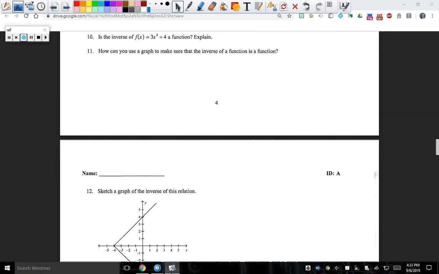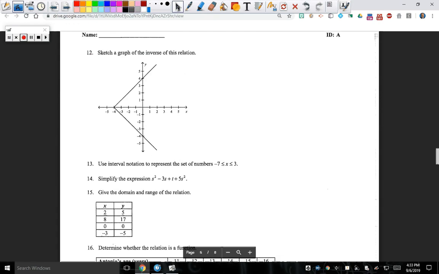Okay, let's go to number 12. It says, sketch the graph of the inverse in this relation. Okay, so I'm going to pick some points. This one right here is negative 4, 0. So the inverse is going to be 0, negative 4. All I did was flip the x and the y's. Let's pick a point on the original graph. Another one. Let's say we picked 0, 4. And where this will end up being on the inverse is, again, flip the x and y, will be at 4, 0.